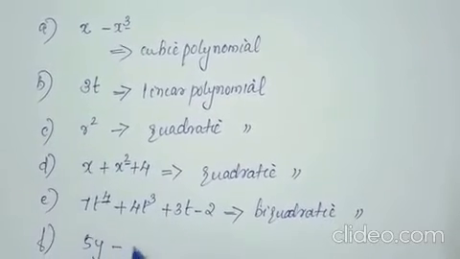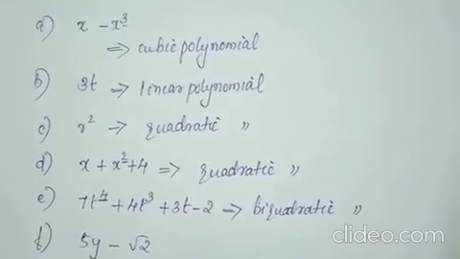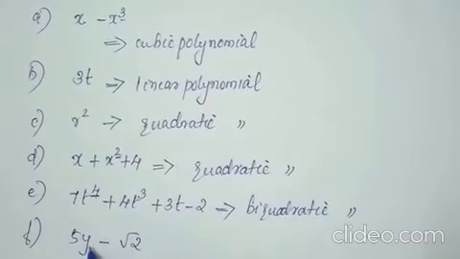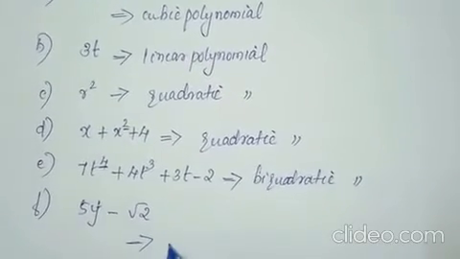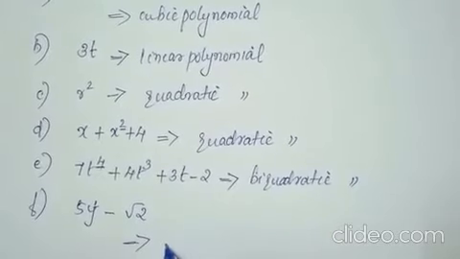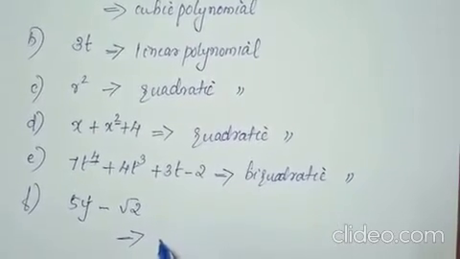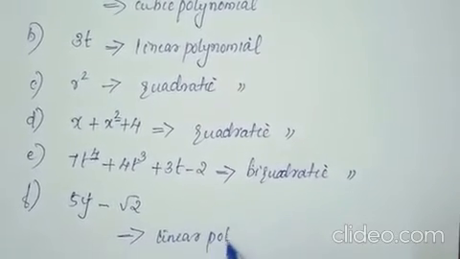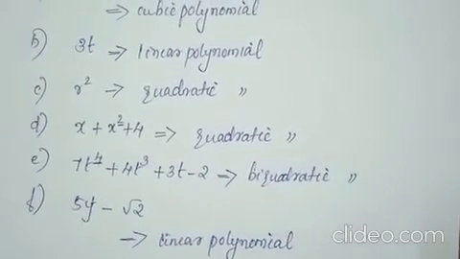5y minus root 2. In this one the highest power of the variable y is 1, so the degree is 1 over here. So the degree of the polynomial is linear. Clear? Understood? So in this way we are classifying the polynomials according to the degree. Clear?